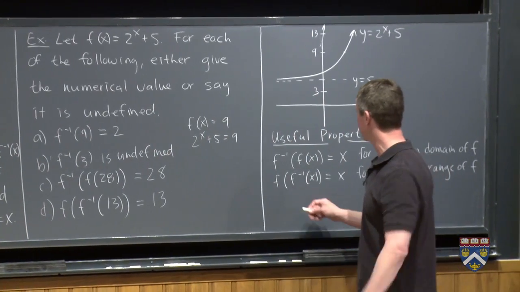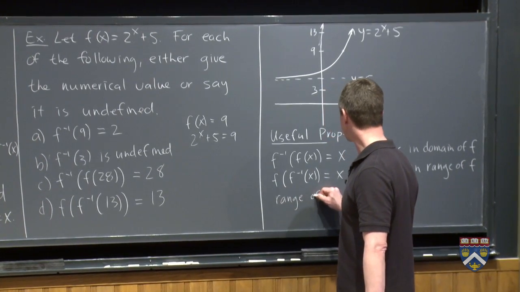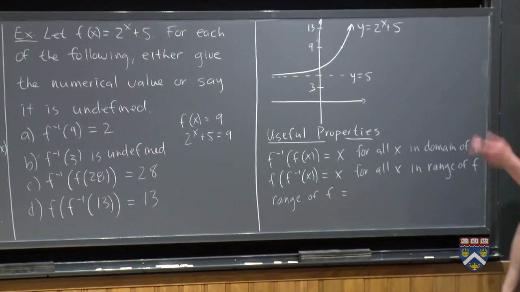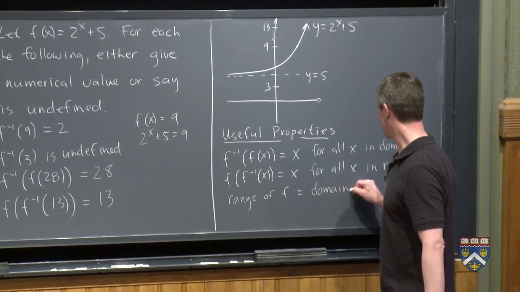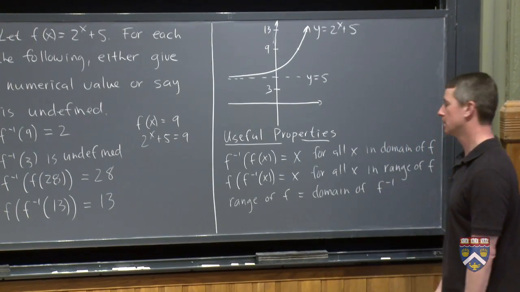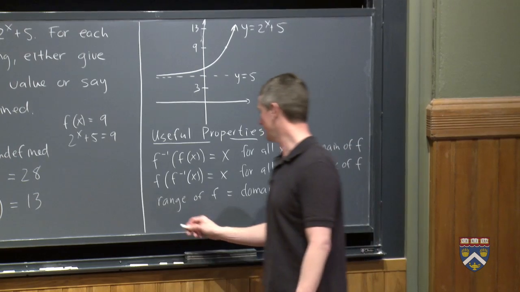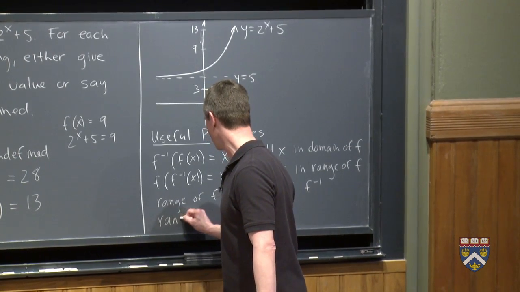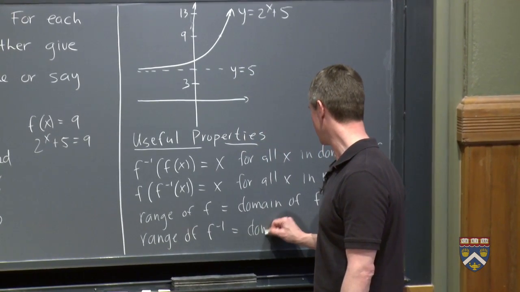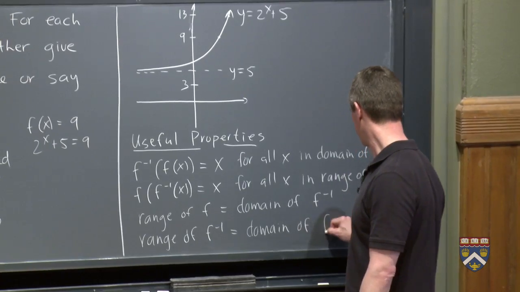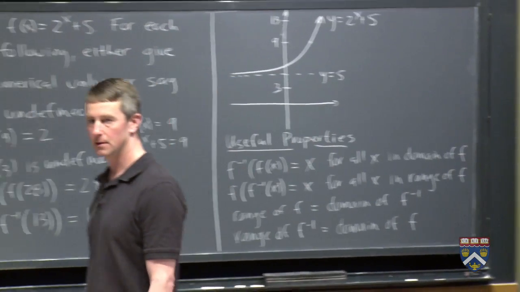And then the final two useful facts, just another way of saying something that I just said: the range of f, the things that come out of f, are the things that go into f inverse. So that's the domain of f inverse. And then because f inverse's job is to undo the work of f, the things that come out of f inverse were the things that went into f in the first place. And these are useful facts that are going to come in handy for us in the weeks to come.